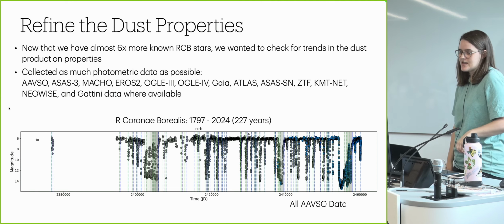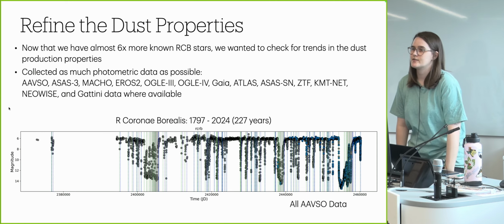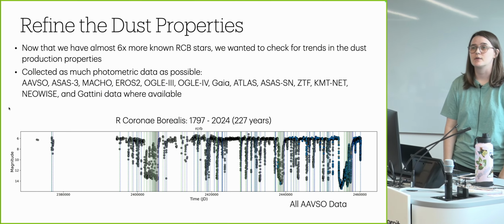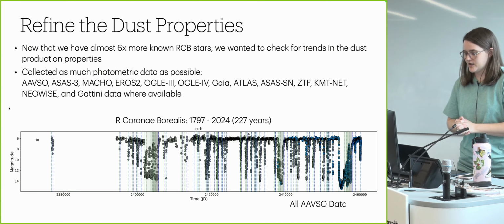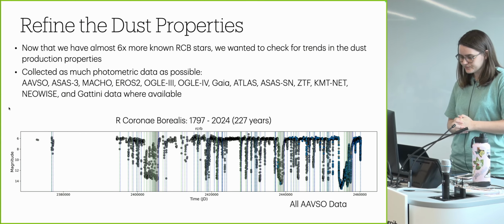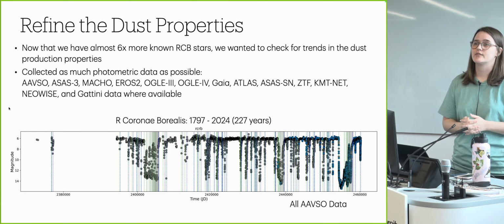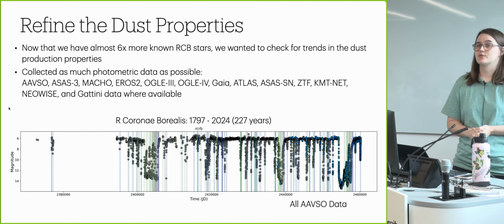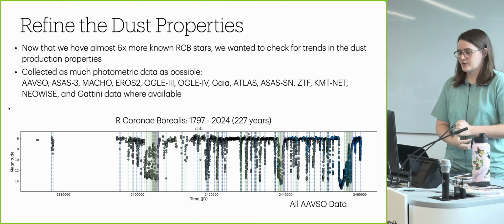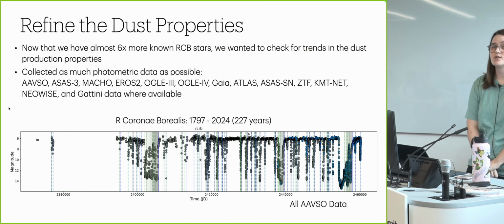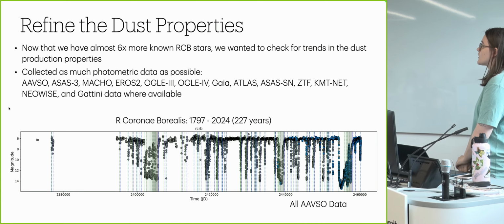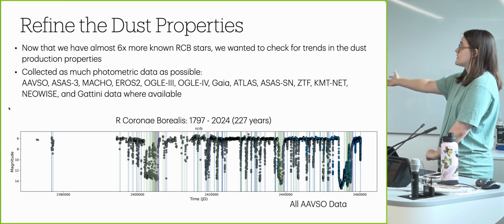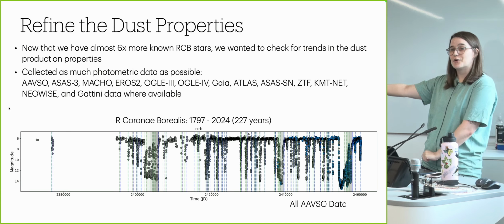So recently, my collaborator Patrick Tisserand discovered basically six-tupled the sample of known R Coronae stars because he actually looked for them using the infrared colors. And so now that we have so many more R Coronae stars, it was finally time to look for trends in the dust production properties. And so in order to do that, we collected as much photometric data as possible. So R Coronae Borealis itself has a very lovely light curve from dLHdC, which is 227 years long. So that's perfectly good for R Coronae itself.